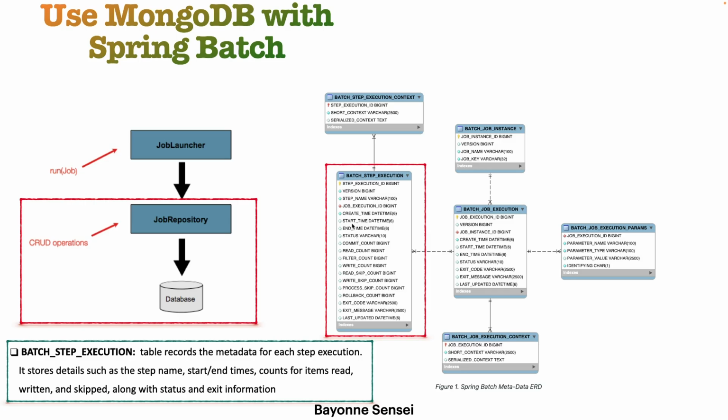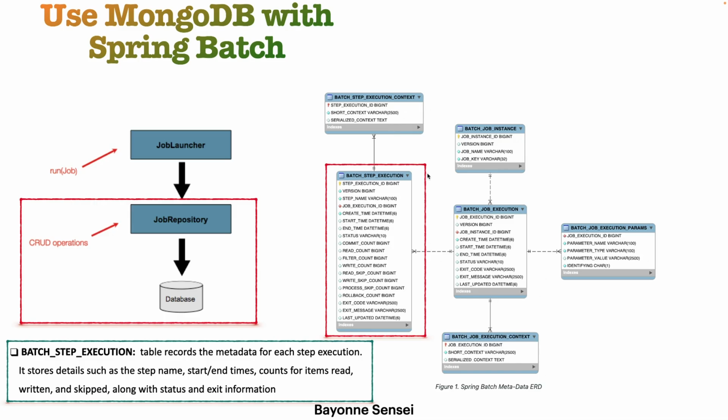For example, here in this table, we will have the records about the step itself. So here we will have the metadata related to the step execution. We will have, for example, the step name, when it started, when it ended, the status itself, how many records we read, filter, and write. And for example, the skip count and so on. Even the rollback count we will have. So this is very nice to understand the concept of job repository.